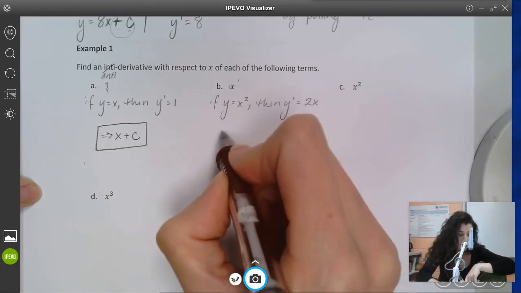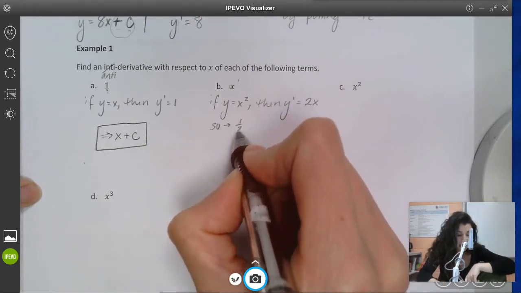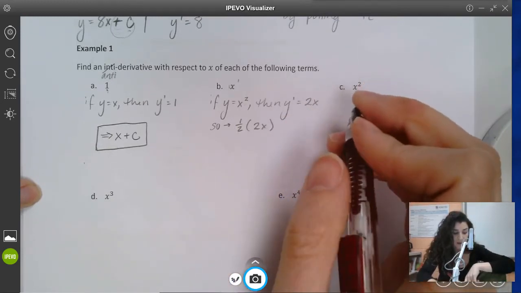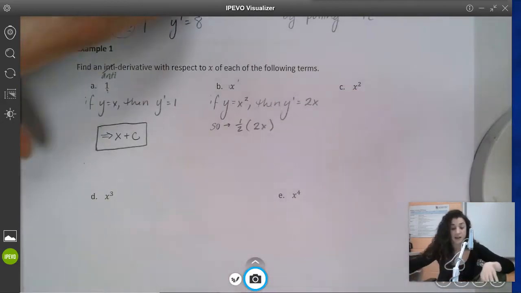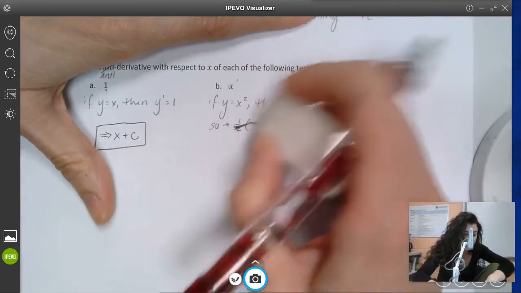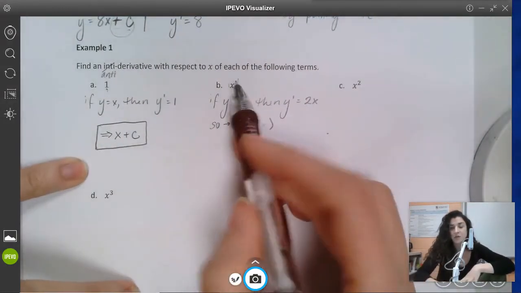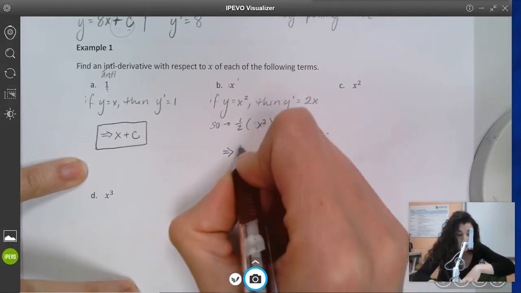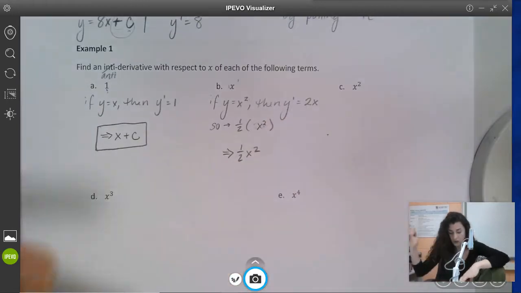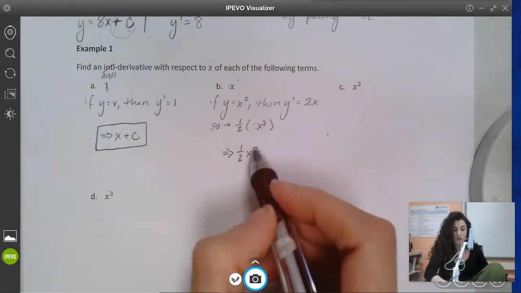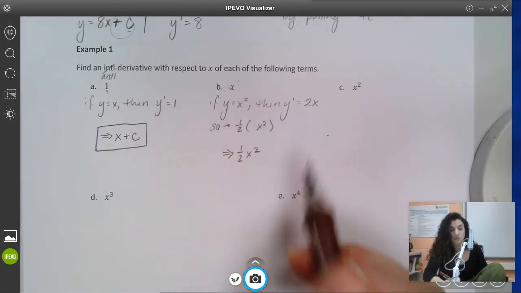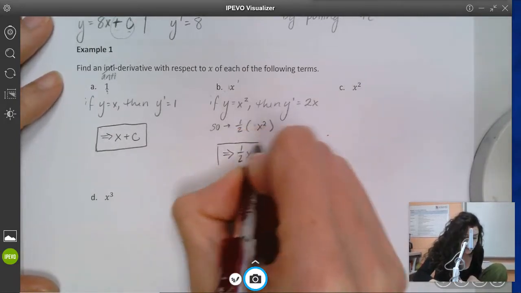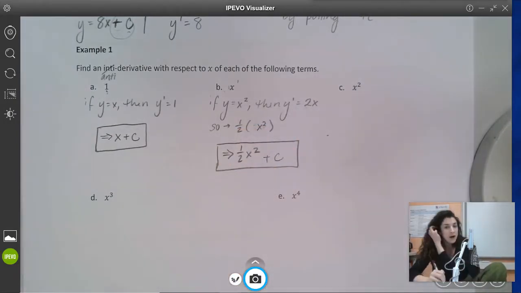So I'm going to do 1 half times 2x. Sorry, 1 half times x squared. Because 1 half times 2x would get us to x. So we're going to do 1 half times x squared, which means that our antiderivative, our integral, would be 1 half x squared. You can always do a quick double check. Let me find the derivative of that. It would be 2 times a half, which is 1, and then 1 less than 2, which is 1. Fantastic. Plus c. Always, always plus that c at the end, the constant we don't know about.